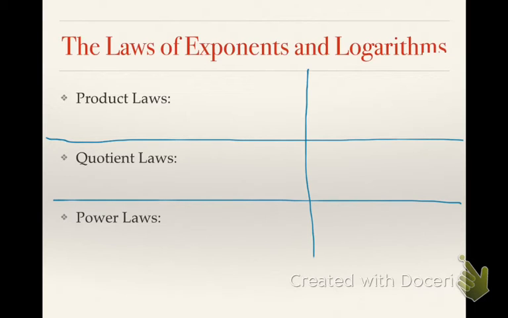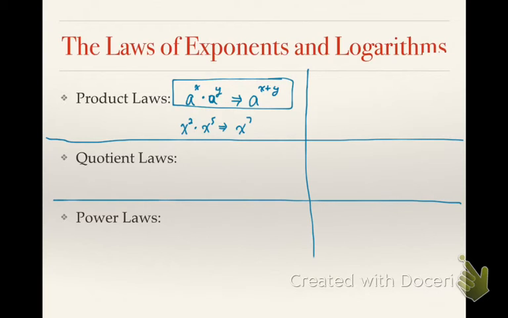The product law for exponential expressions applies when you're multiplying the same base together. So if you have base a to the x times base a to the y, the product law says if they're the same base, you add the exponents. So it becomes a to the x plus y. Just to give a quick example, if I had x squared times x to the 5th, that would be x to the 7th. 2 plus 5 is 7.